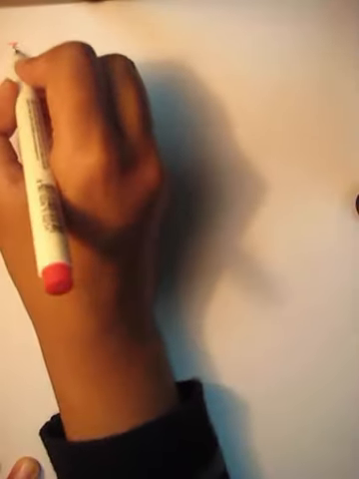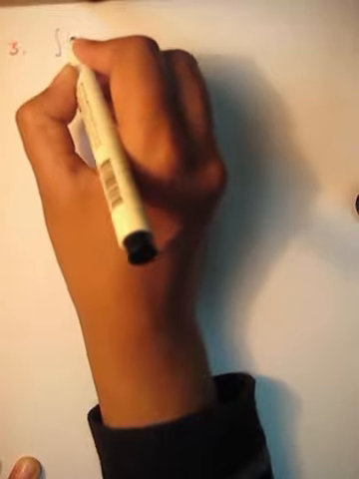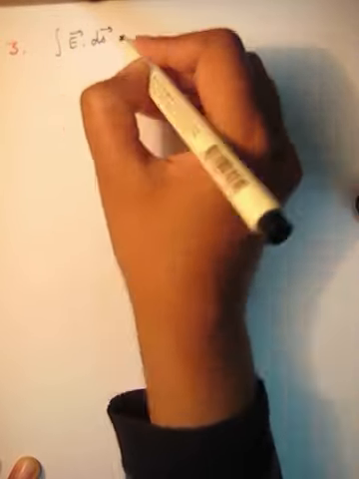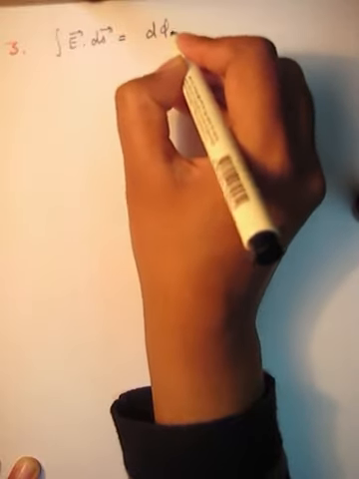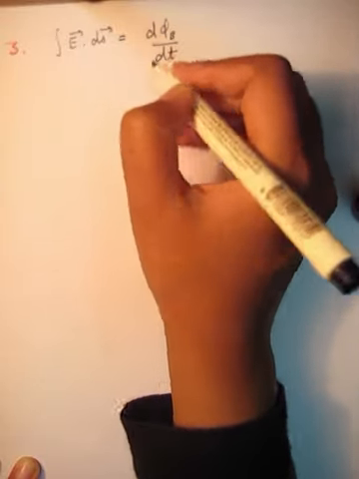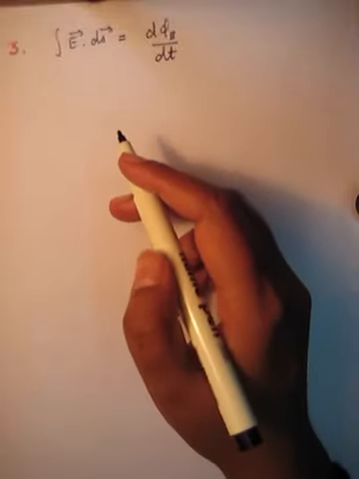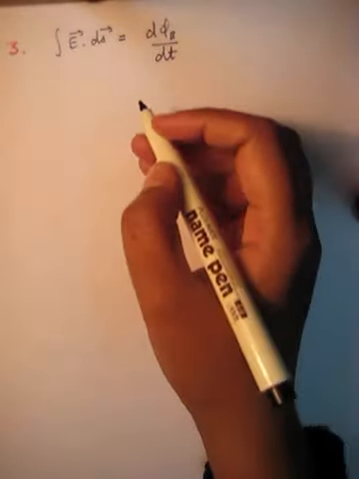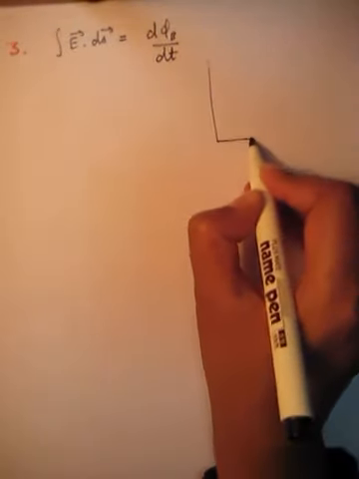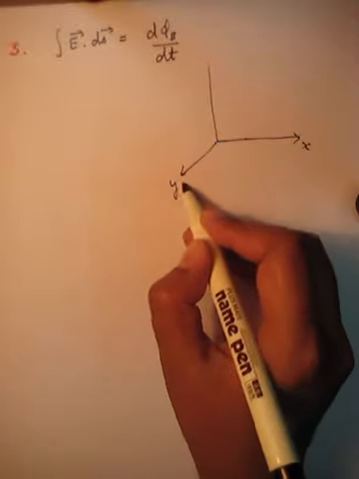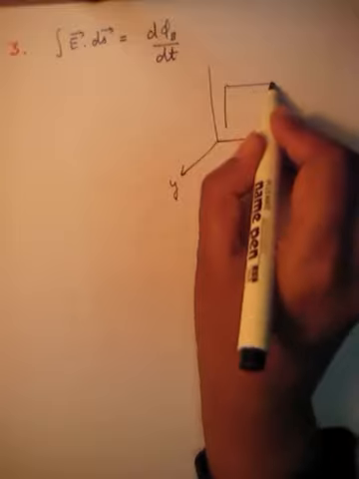The third equation is Faraday's law, which is the integral of E vector dot ds vector equal to d phi B upon dt. So in order to use this equation in a loop, let us say that we are taking a loop in the xy plane. So this is x, this is y, and we take this loop.